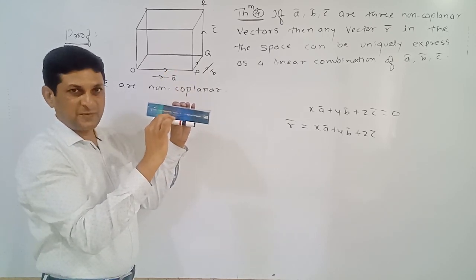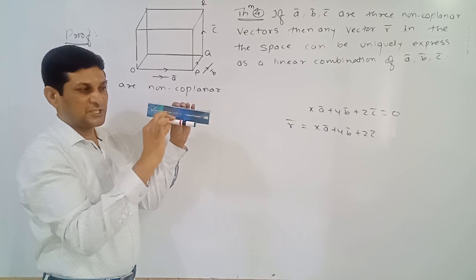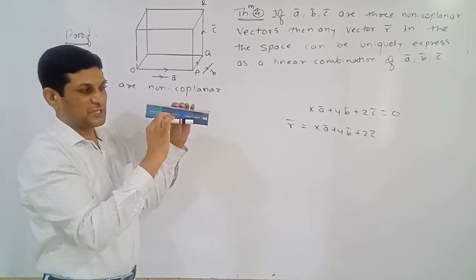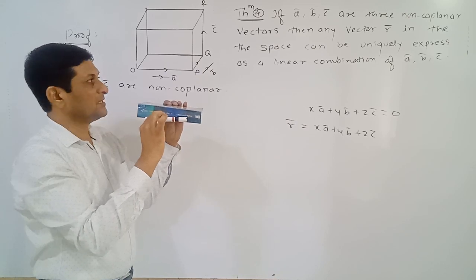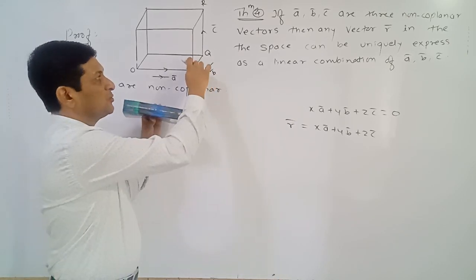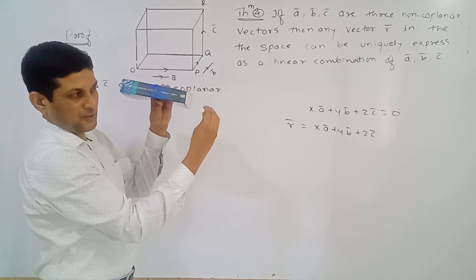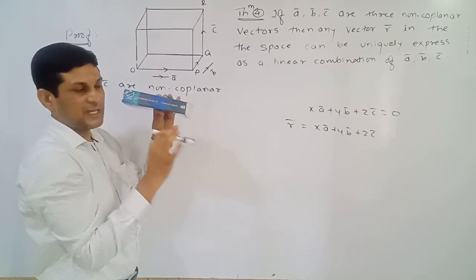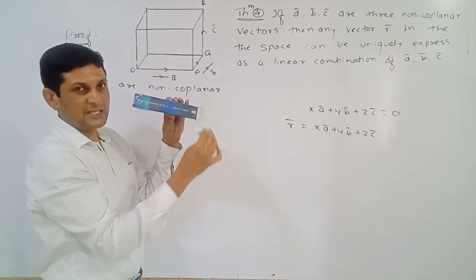Since it is a free vector, it can be moved anywhere without changing its magnitude and direction. So we can say that A bar is a vector which lies in the base plane. In the same way, B bar is parallel to this edge, so B bar is also a vector lying in the base plane. Means A bar and B bar lie in the base plane.